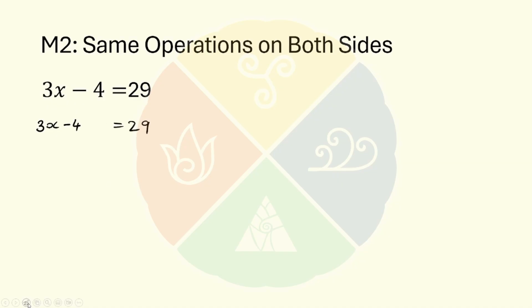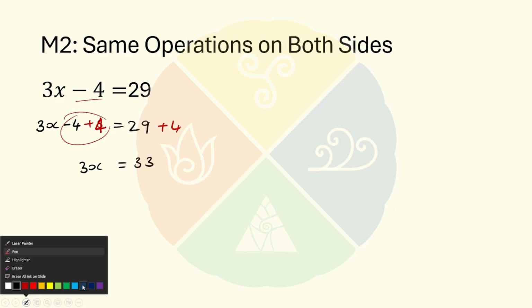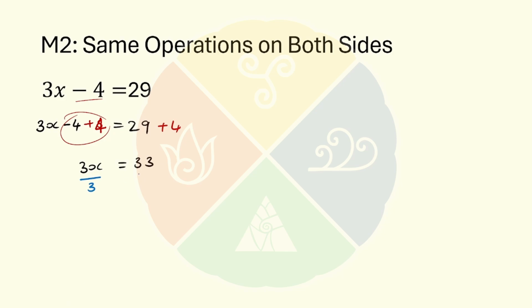I'm also going to solve. If you need more time, please feel free to pause the video. Minus 4, I'll put plus 4 over here, plus 4 over here also. This will get eliminated. And then I'm going to get 3x is equal to 29 plus 4. 32. Is it? No, that is 33. Yeah. Now I have to eliminate that 3. Simply divide by 3. Divide by 3. You will get x is equal to 11.